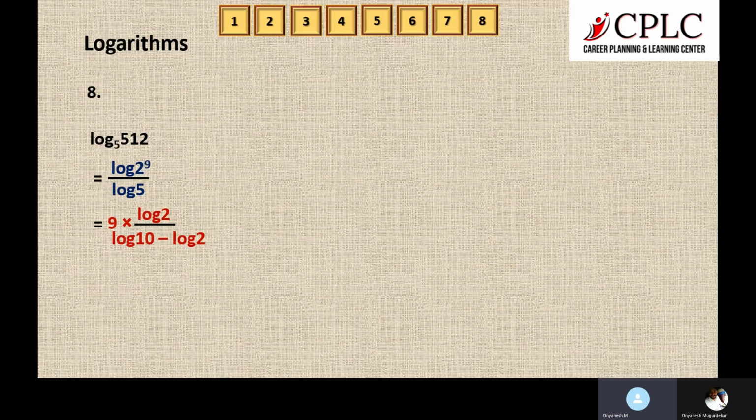Log 10 is 1, and the value of log 2 is known to us, which is 0.3010. Substitute in the appropriate places. In the denominator, you will have 1 minus 0.3010, which is 0.6990. And in the numerator, you have 9 into 0.3010. All of that calculation will give you the final answer of this question as 3.87, which is option first. So eighth question, option first.